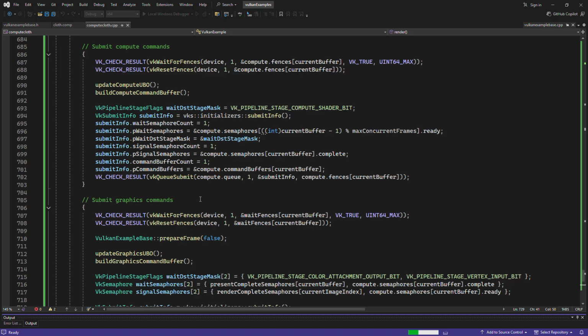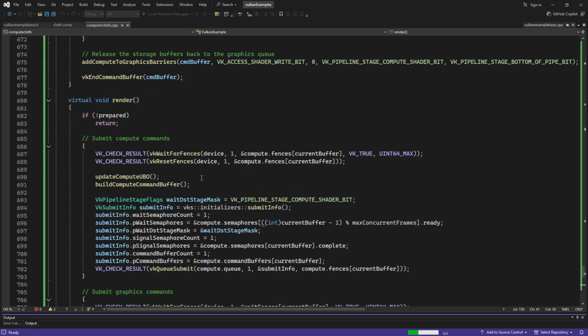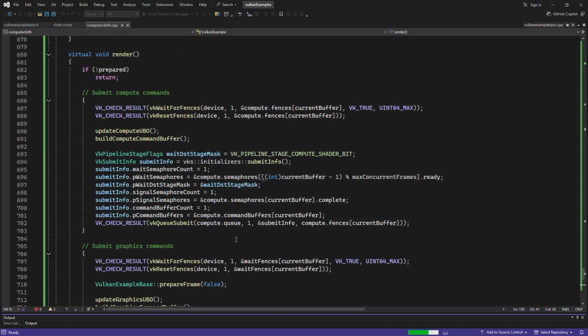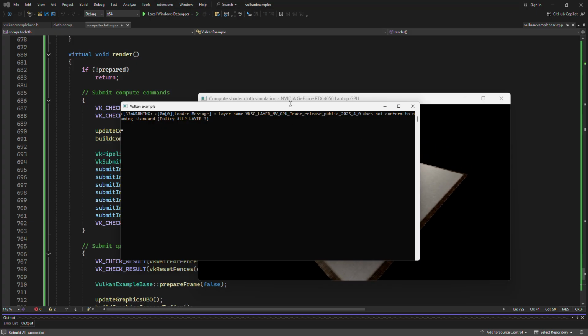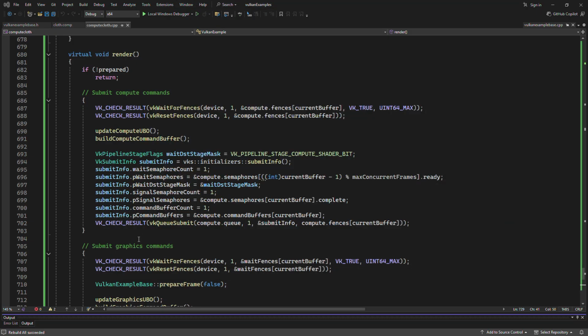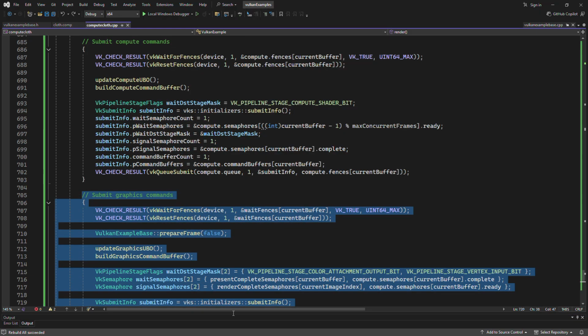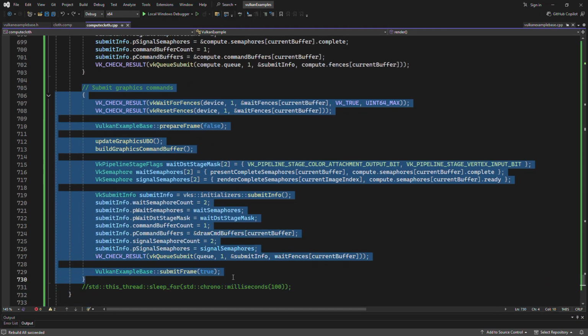I'm still a little curious though as to why, when I move the graphics commands above the compute commands, we get that error. Right. So when we launch now, we get our thing and we get our thing. That's fine. I think this is complaining about the semaphores though, right? It was complaining about the semaphores.